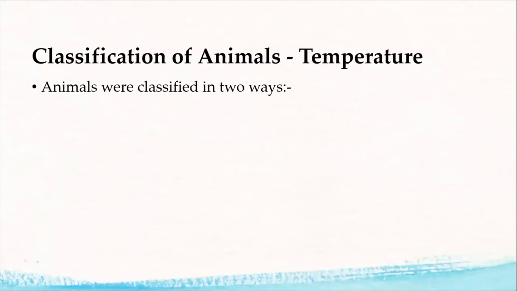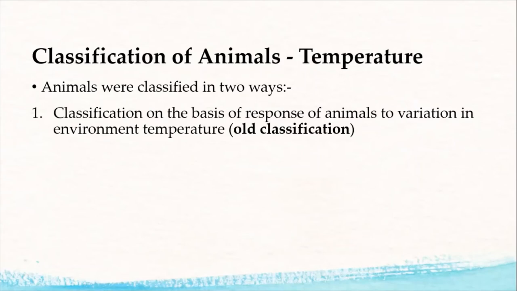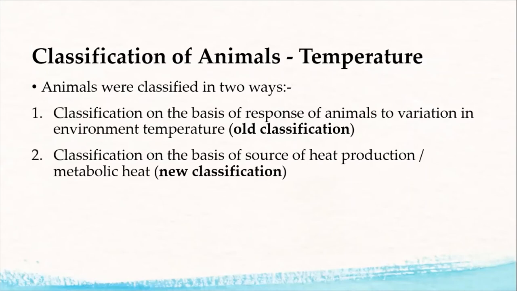Basically, animals can be classified in two ways. First is the classification on the basis of the response of animals to variation in the environmental temperature, and this is the old classification. Actually, I'm going to share the reason why it is not favored nowadays. Secondly, classification on the basis of the source of heat production, or metabolic heat. This is the new classification system, and it is more favored as compared to the old one.